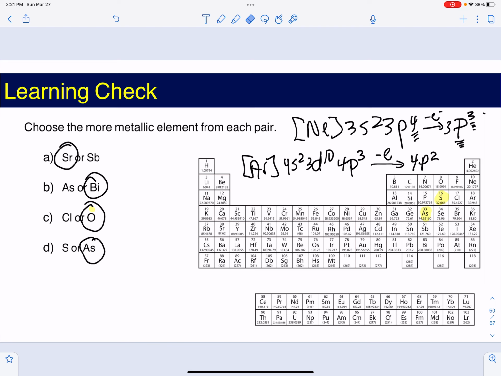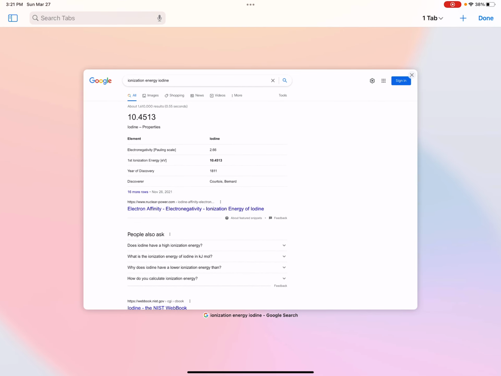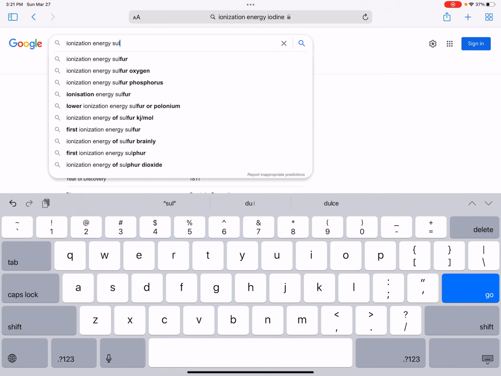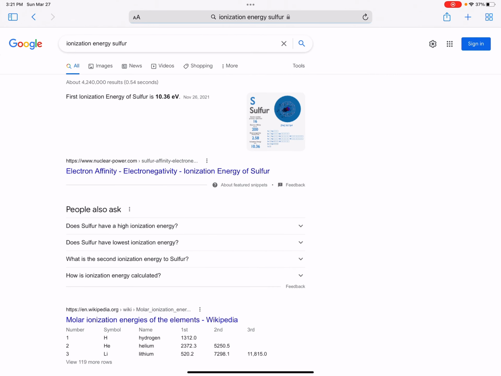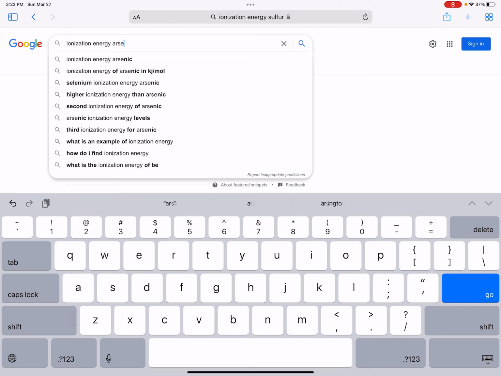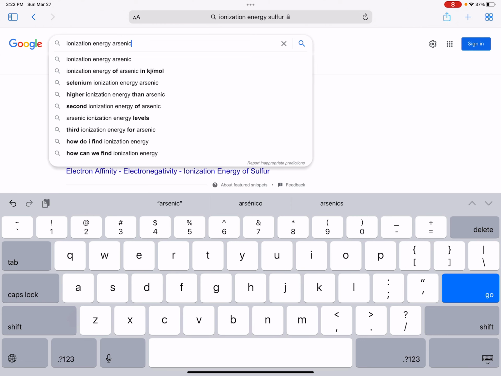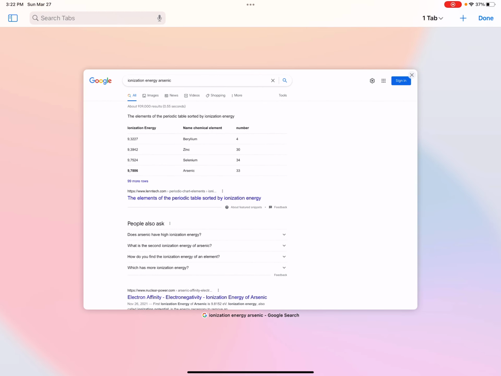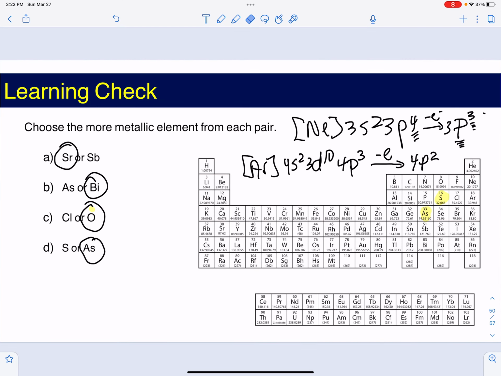So let's check the ionization energy. Sulfur is going to be 10.36, while arsenic is going to be 910.7. So arsenic is still going to be, yeah, based on size, we got it right. So arsenic would be the bigger one, therefore can lose the electron easier.